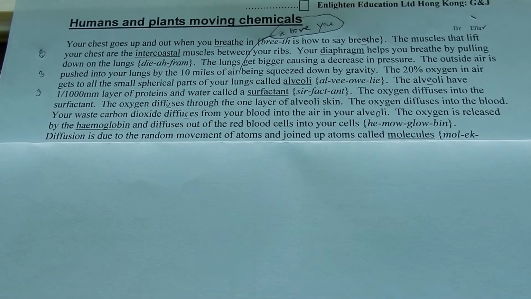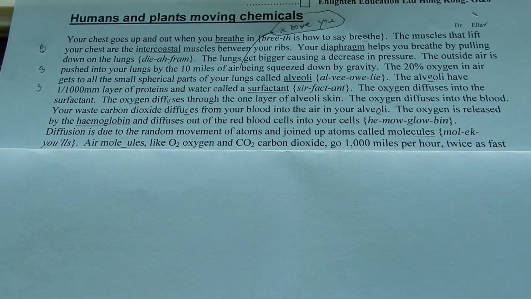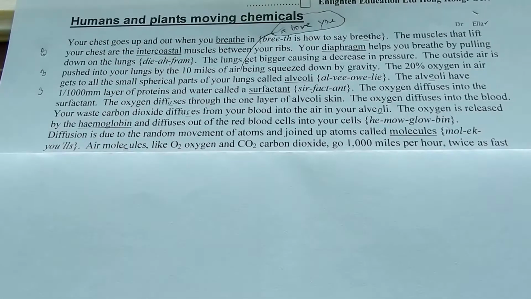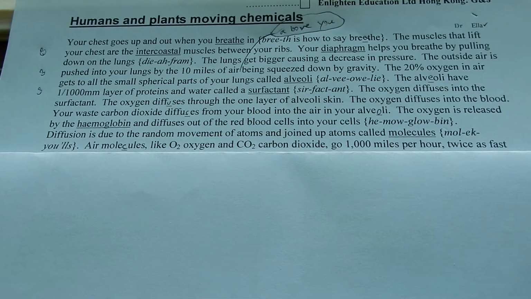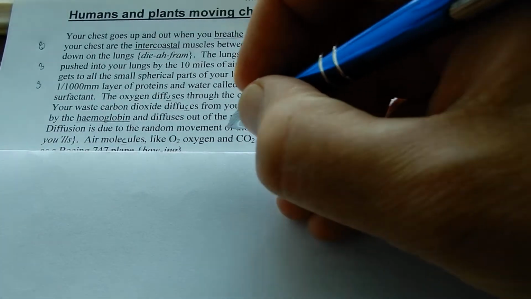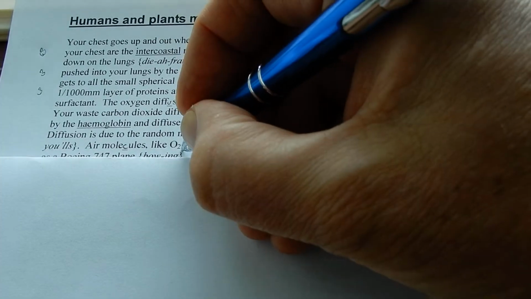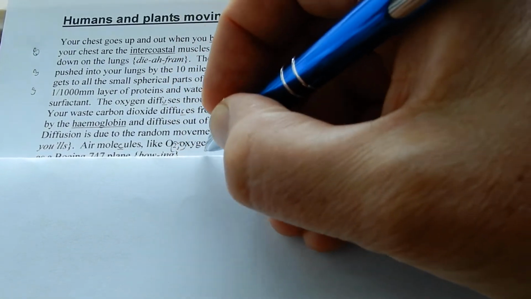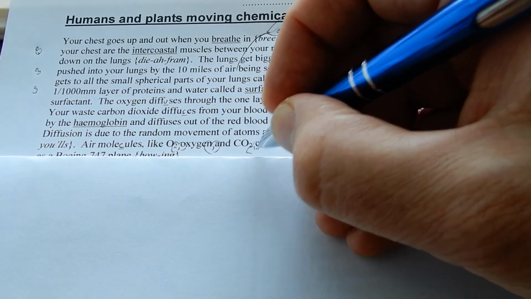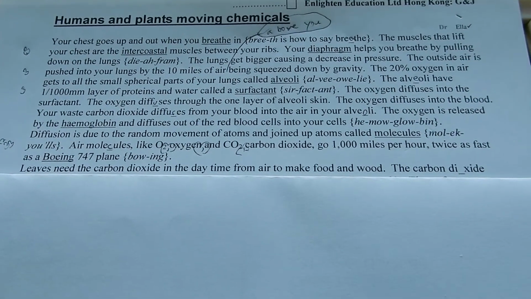Diffusion is due to the rapid movement of atoms and joined up atoms called molecules. Air molecules, like O2, oxygen, and CO2, carbon dioxide, go 1,000 miles per hour. Twice as fast as a Boeing 747 plane.